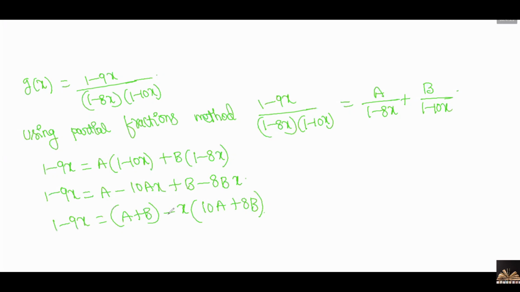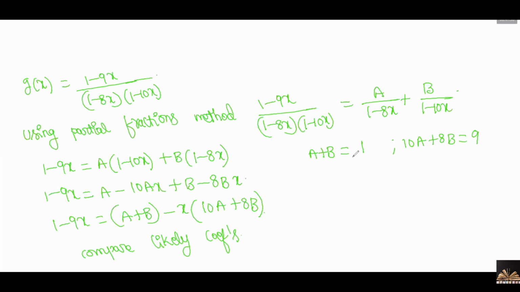Now you compare the like coefficients. When you compare the like coefficients, what you will get? Constant is a plus b here. Here the constant is 1. So a plus b is equal to 1, one equation. And you will get, compare the x coefficient. So you will get 10a plus 8b is the minus x coefficient here. And the minus x coefficient is 9 here. Right? Now you can solve these two.